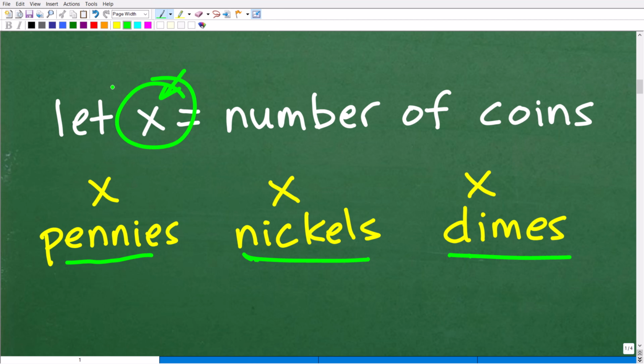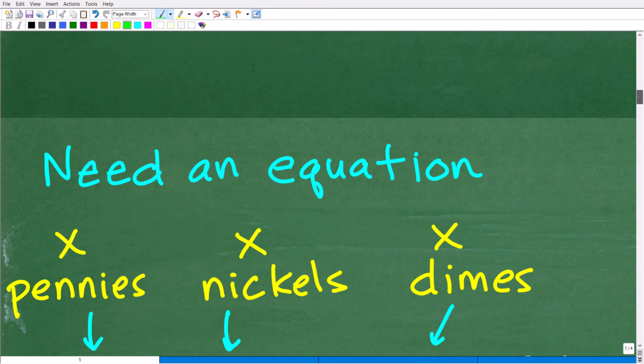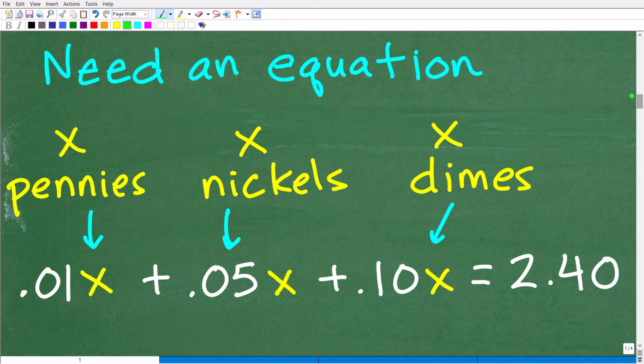We need an equation to be able to solve for a variable or variables. So we're going to have to now set up an equation, and the way we're going to do that is use the rest of the information in the problem. So just as a basic model, I'm going to say, okay, I have X amount of pennies, whatever this amount is, it's going to be the same amount of nickels and the same amount of dimes.